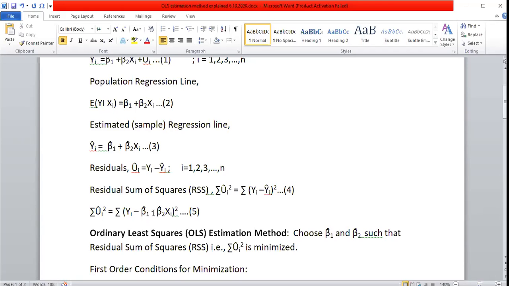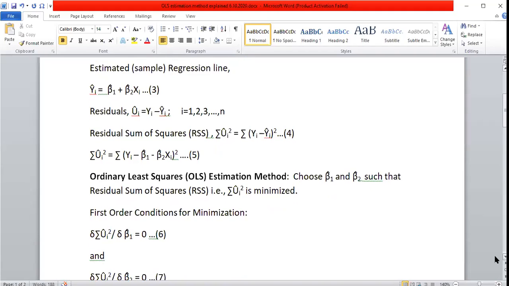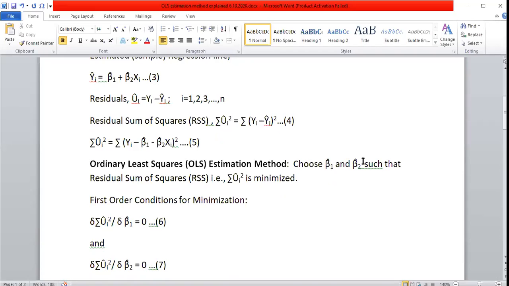They said, beta 1 hat, beta 2 hat, we want to choose. What principle should you follow? When you draw this line, the residual sum of squares has to be minimum. That is the principle. Later on we will see that it gives very good properties. Then it's just simple. Mechanically, you minimize this to choose beta 1 hat and beta 2 hat.